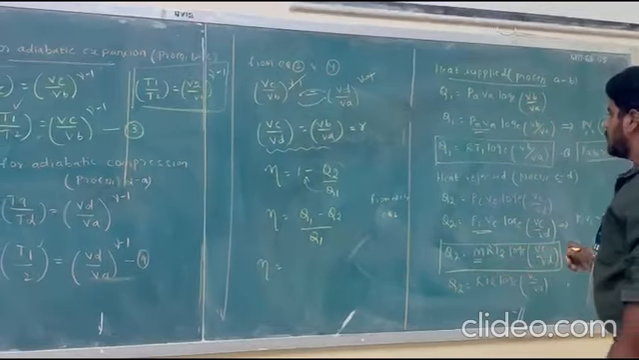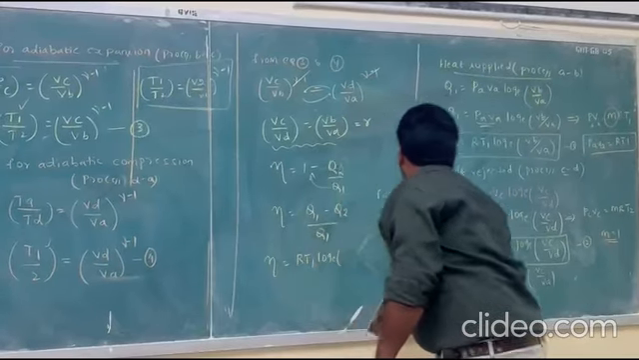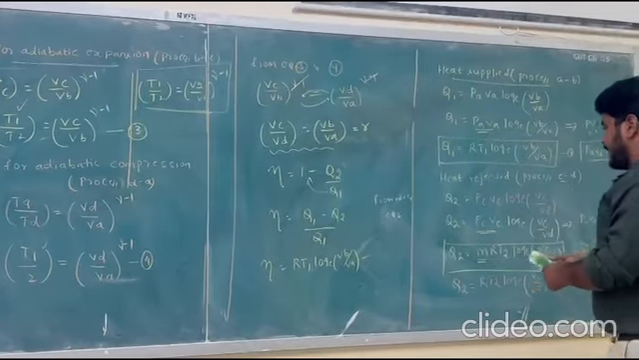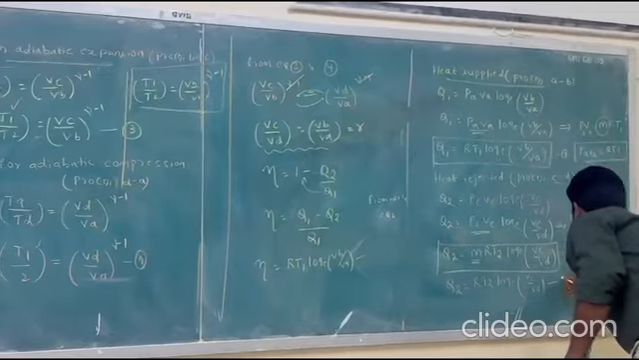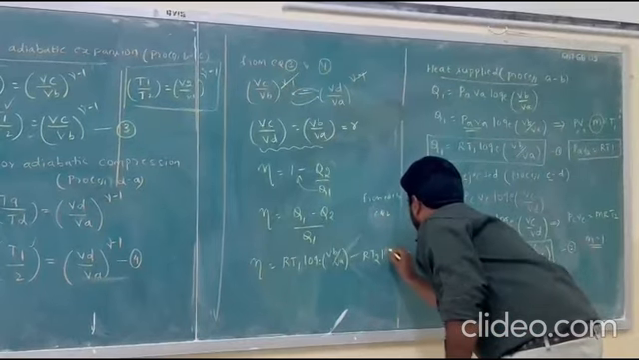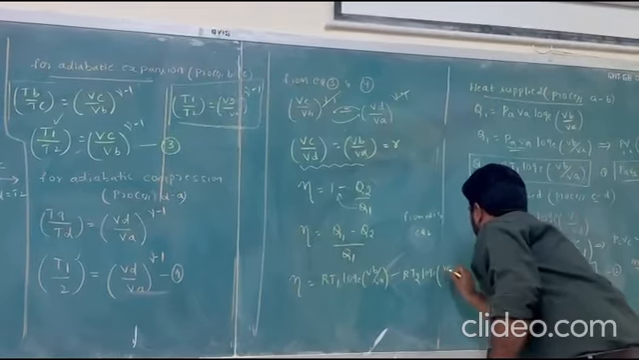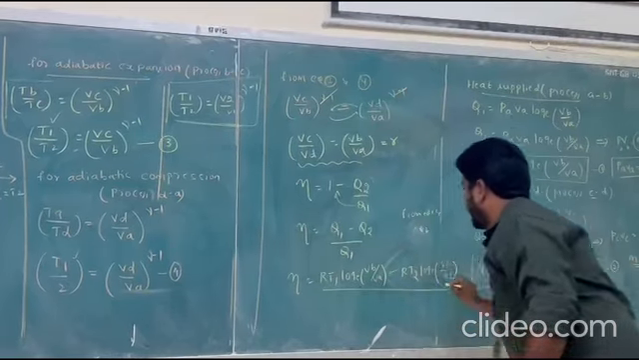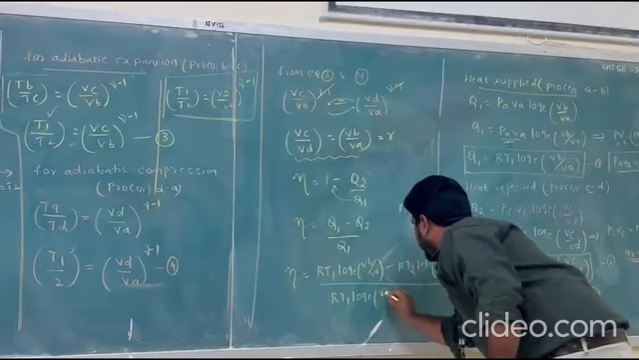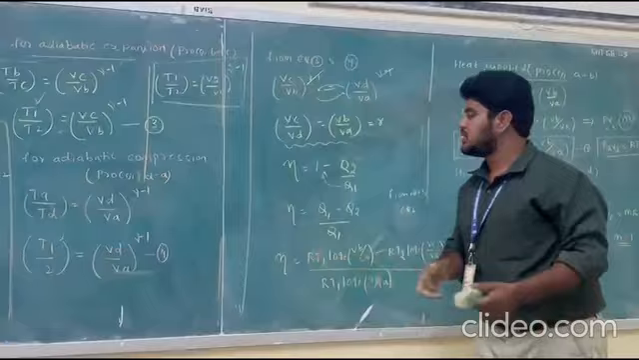From equation 1 and equation 2, I can take Q1 as R T1 log e of VB by VA, minus, from equation number 2, R T2 log e of VC by VD, whole divided by, again Q1, R T1 log e of VB by VA. So I will substitute the value of heat supplied and heat rejected in the efficiency formula.